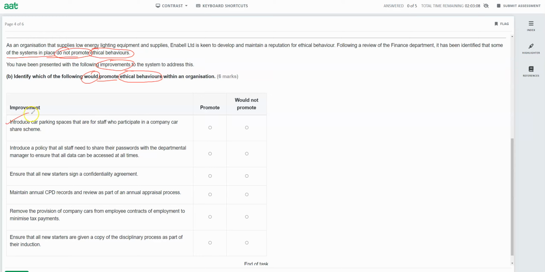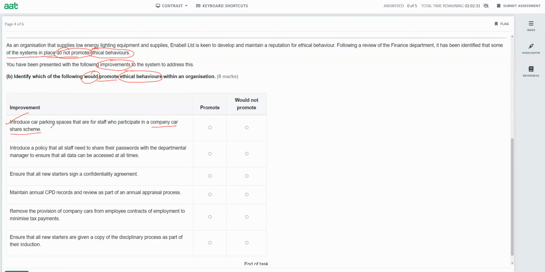So the first one says: introduce car parking spaces for staff who participate in a company car share scheme. This looks very fair. So we only offer the car space if you are participating in the company car share scheme. For example, the pool car, where many employees use the same car to go to different destinations. For example, if the company has a meeting, rather than 5 employees taking 5 cars, they can use 1 car. So that is more ethical, more fair.